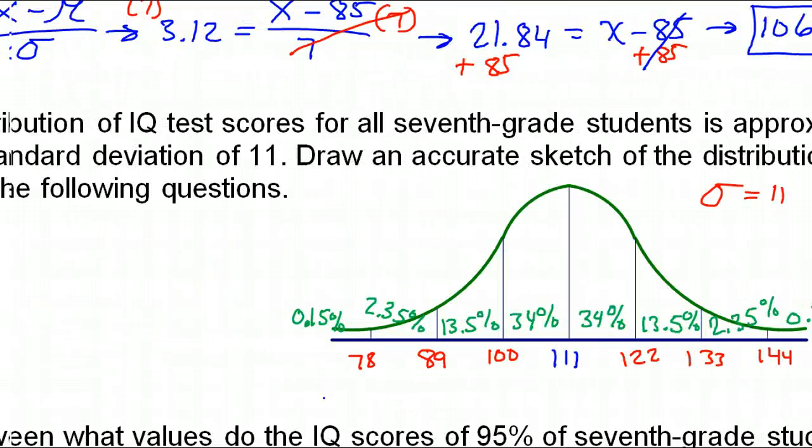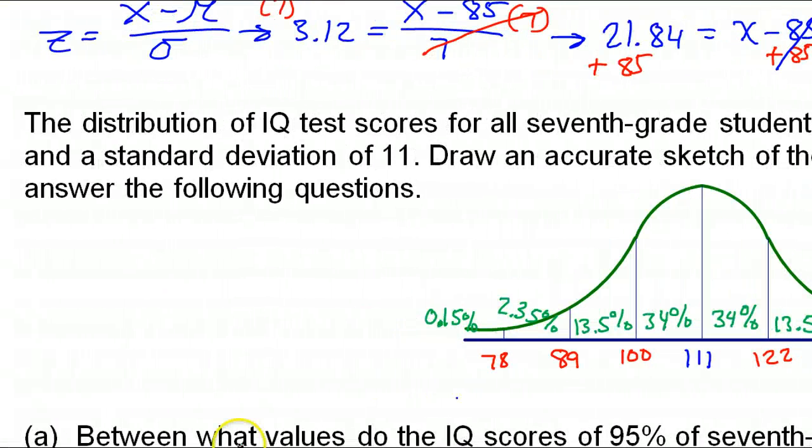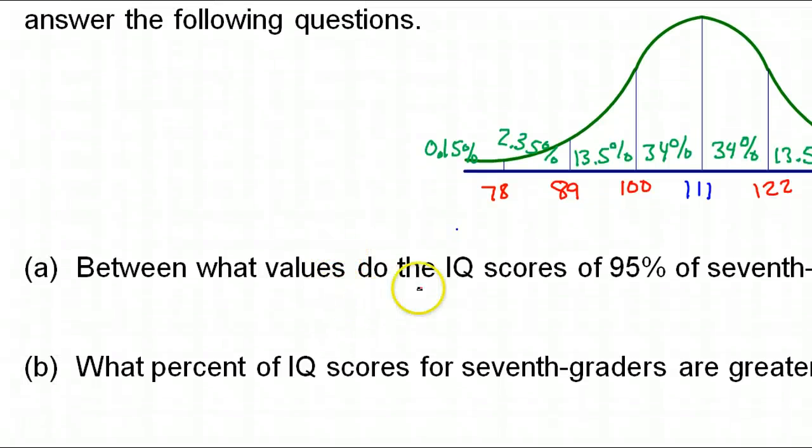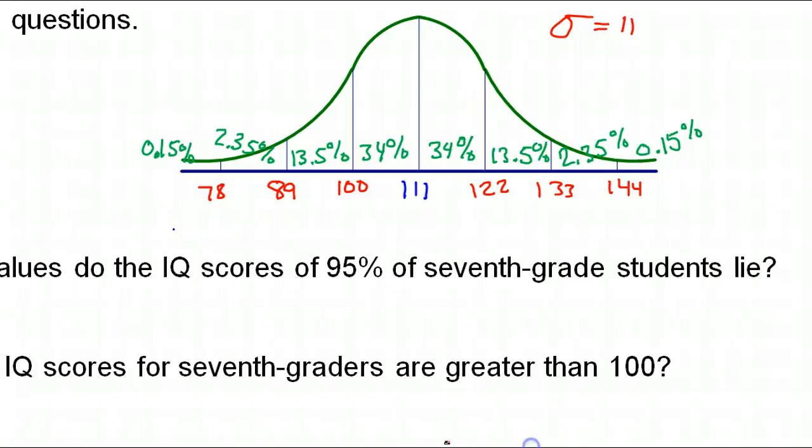All right, now we're supposed to use this accurate sketch to answer the following questions. Between what values do the IQ scores of 95% of 7th grade students lie? Okay, well that's actually another set of numbers we were supposed to memorize. And let me just go through them real quick.